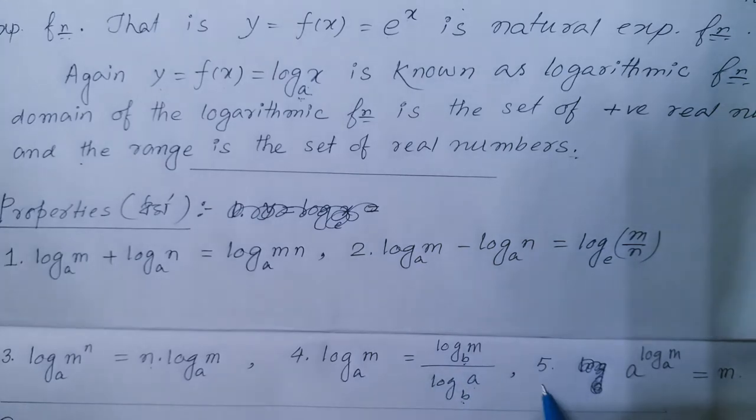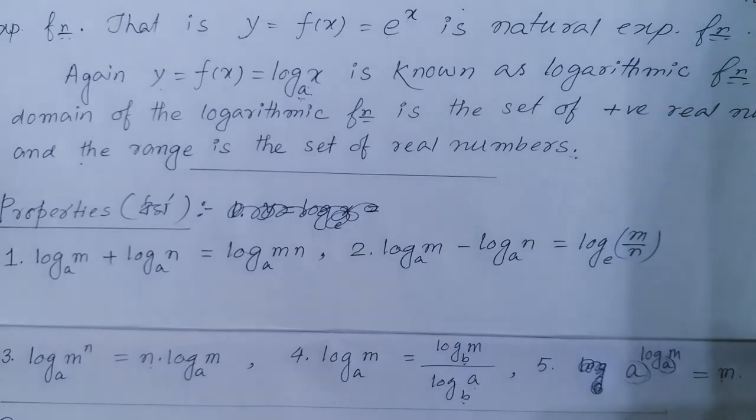Okay, now you see the number 5 property: a to the power log of m to the base a. That means the exponent base and the logarithmic base, if these two bases are equal, then this logarithm can be eliminated. It will be only m. Okay, so these are the basic and important properties of logarithm. You have to know these properties to solve the problems.